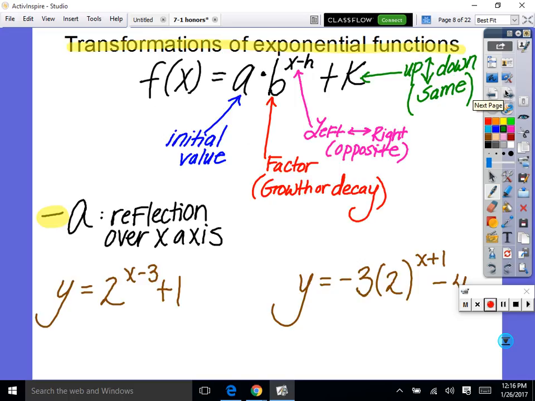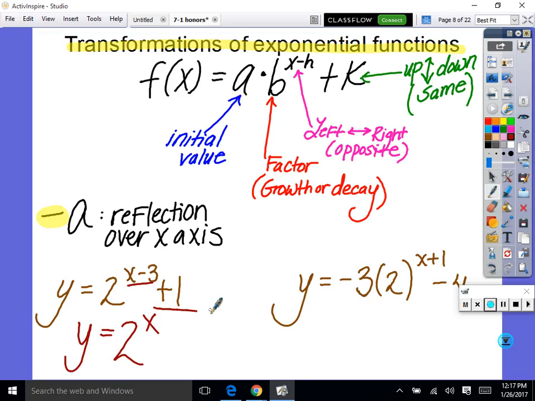Okay, so now if we transform this, so now we're taking and moving them. Shifting for all functions works the same. So this is still our initial value. This is still our factor, growth or decay. Now we know shifts left and right are always grouped in with x. Our shifts up and down, our sign stays the same, and that's added to the outside of the function. The negative is a reflection over the x-axis. So if I said to you, describe in words the shift from the parent function. My parent function for this, guys, is y is equal to 2 to the x. Then we would say right 3 up 1, correct?